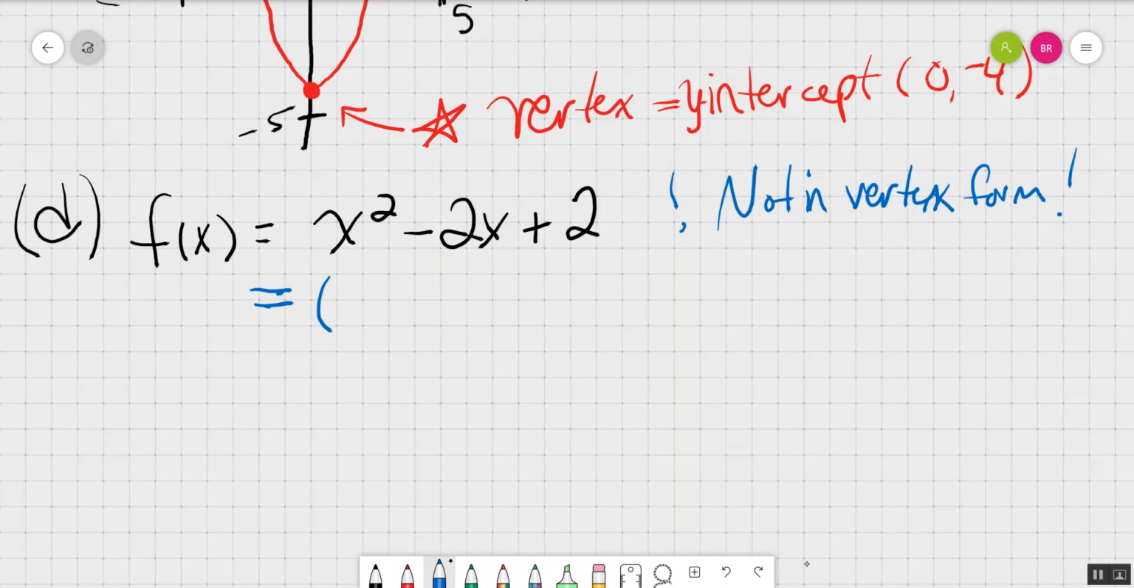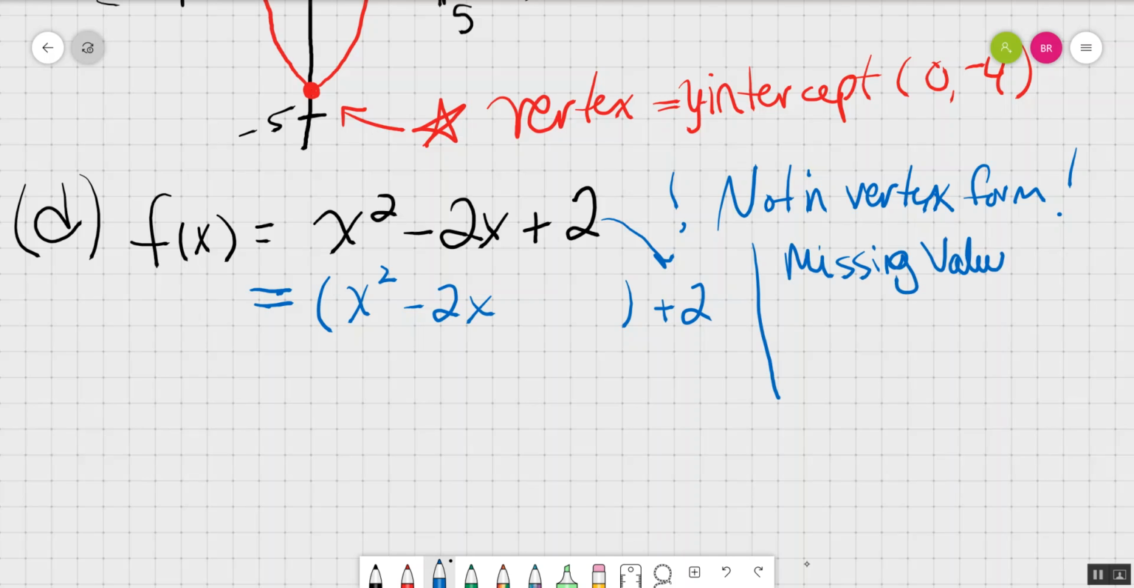So I'm going to want to make some space here. I got to find my missing value. Oh, not 2x, 2. So that's the 2 from over here. So if you remember how to do this, you're going to take the value of b, divide it by 2, and that'll give me a negative 1, and then I square it, and that's what you're going to add. So here's where you're going to have to be a little careful.